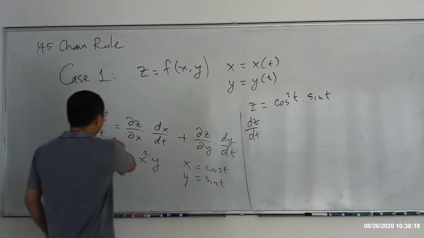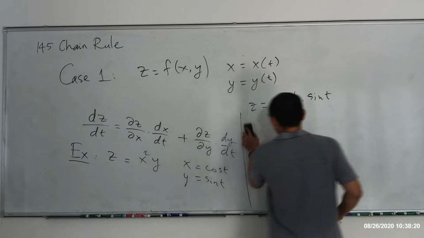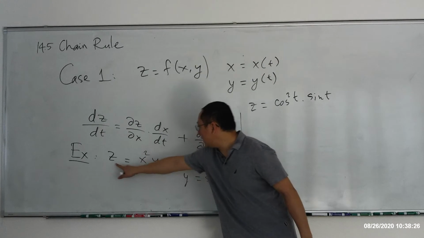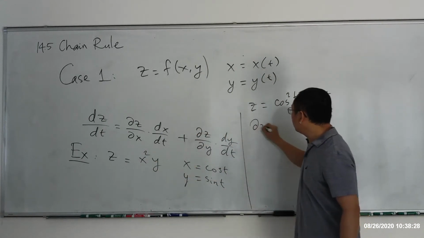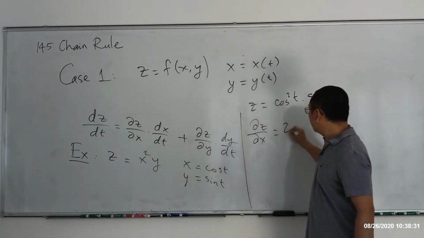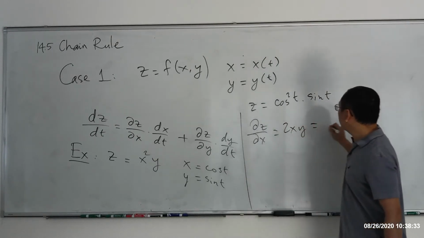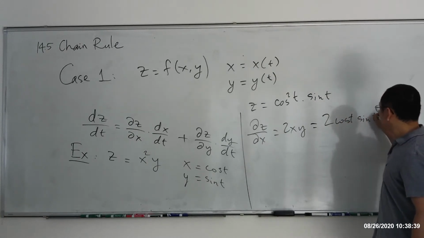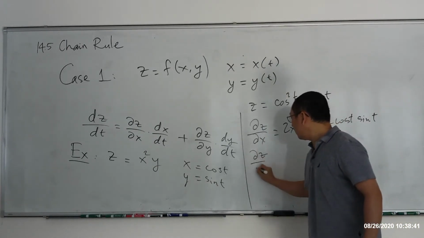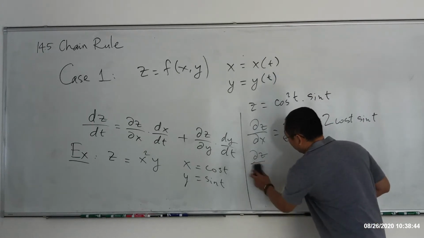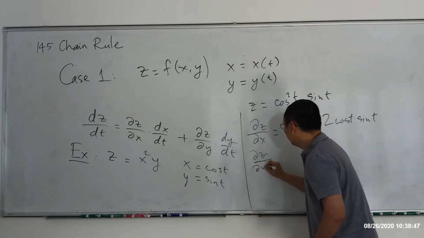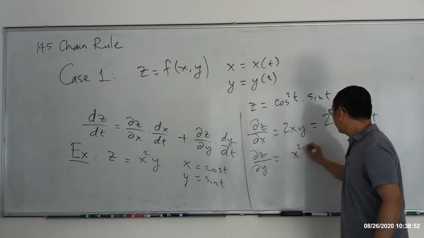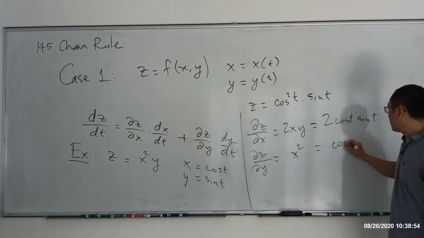I'm trying to use the chain rule that we have for two variable functions. So I'm going to use the formula right here. If I got z is equal to x squared y, then dz over dx is 2xy, which is 2 cosine t sine t, and dz over dy is x squared. x squared is cosine squared t.